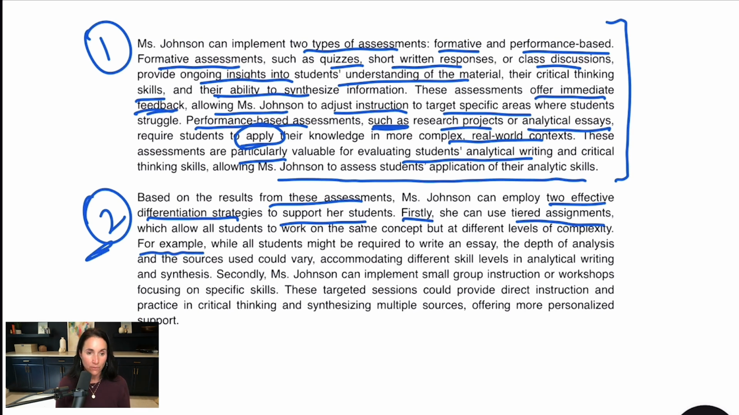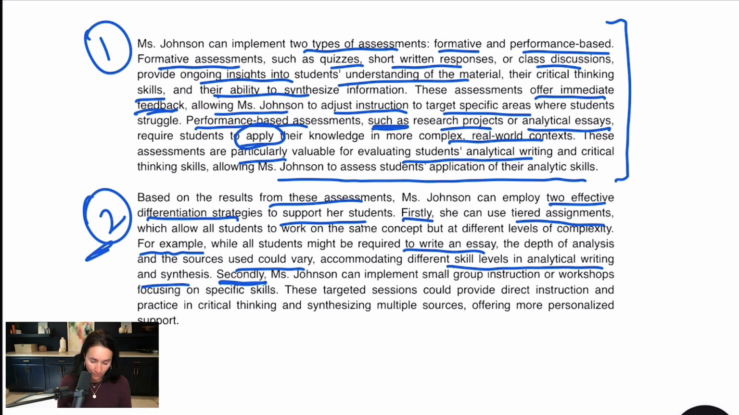For example, while all students might be required to write an essay, the depth of the analysis and sources used could vary. So you might have some students working on a more complex situation and have the other ones working more on the basic research components, accommodating different skill levels in analytical writing. Here's the second one. I tell the reader, here comes my second one.